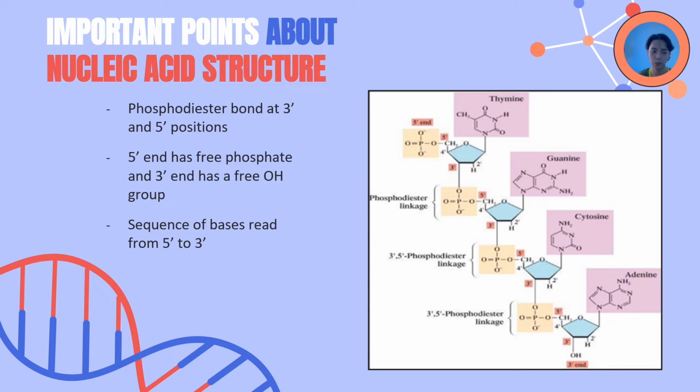Both nucleic acid polymer chains and protein polymer chains have directionality. For nucleic acid, there is a 5' end and a 3' end. And for proteins, there is an N-terminal end and C-terminal end.